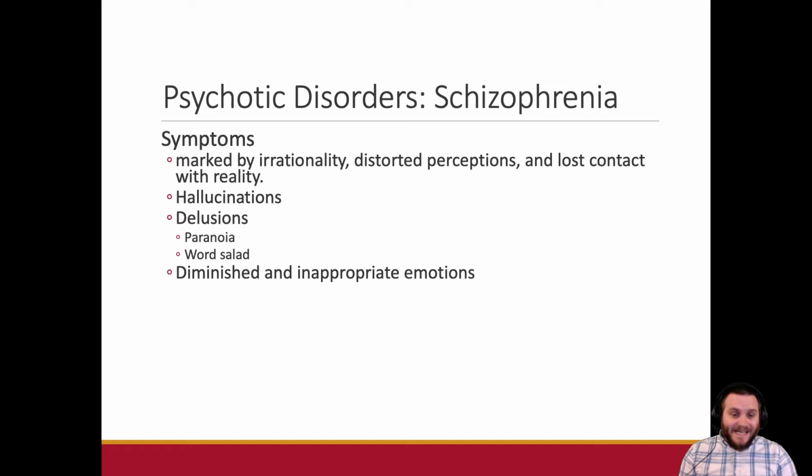Now we have the psychosis, so that is the marked symptom. So we have irrationality, distorted perceptions, and lost contact with reality. Okay, so that is psychosis right there. So you can clearly say marked by psychosis. Yes. Okay, so some of the things that come with psychosis are hallucinations. Hallucinations are seeing things, feeling things, hearing things, smelling things. So sensing things that don't actually exist. Okay, so those are hallucinations. I'm sure some of you have had auditory or visual hallucinations on or off drugs. So hallucinations don't necessarily mean you are psychotic.